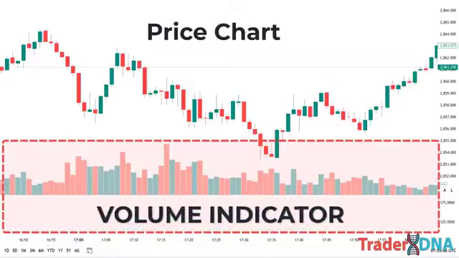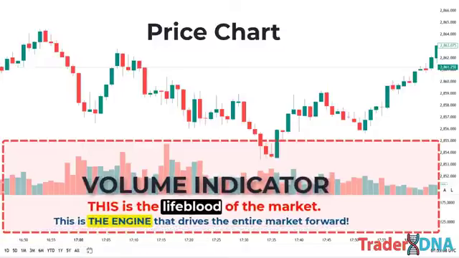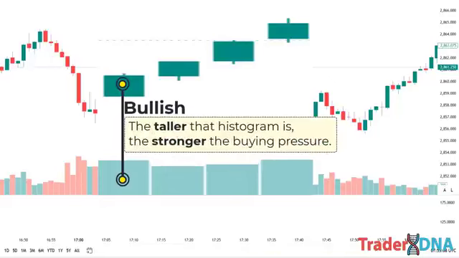And this, ladies and gentlemen, is the lifeblood of the market. This isn't just another indicator. Nope. This is the engine that drives the entire market forward. Now, generally speaking, when you see a bullish green candle, the volume histogram also turns green. And the taller that histogram is, the stronger the buying pressure. Makes sense, right? The bigger the price increase, the more volume behind it.